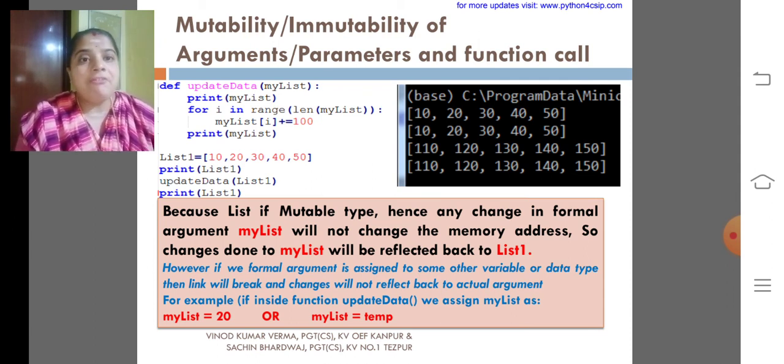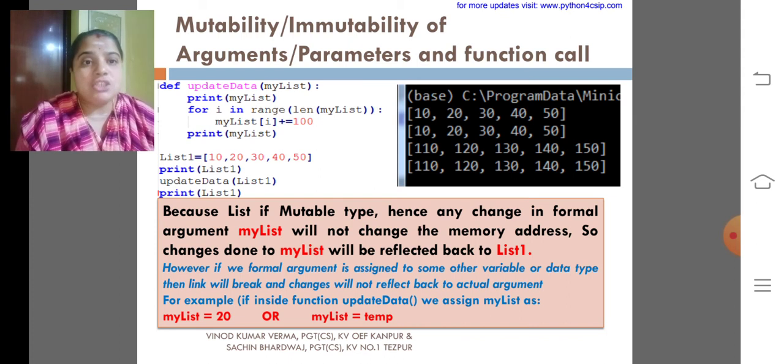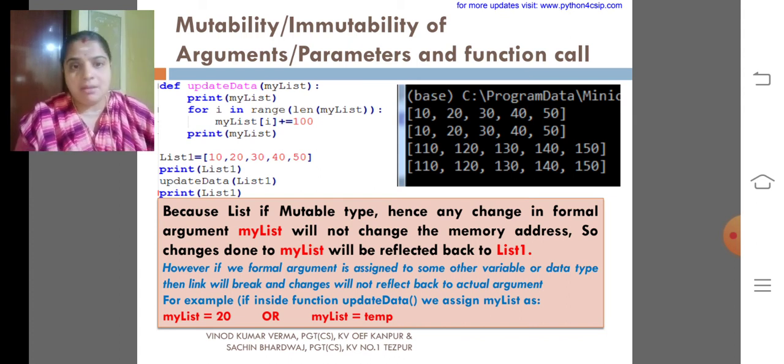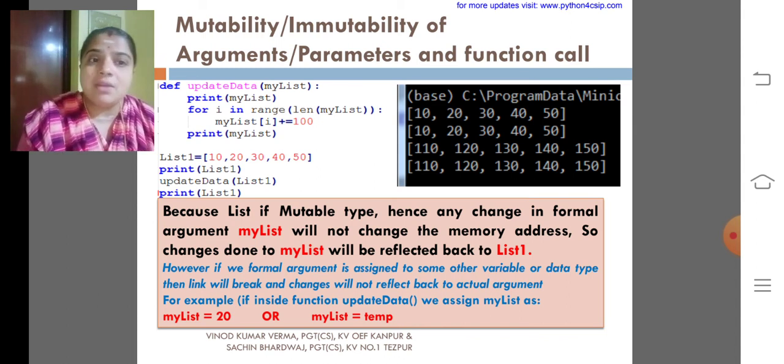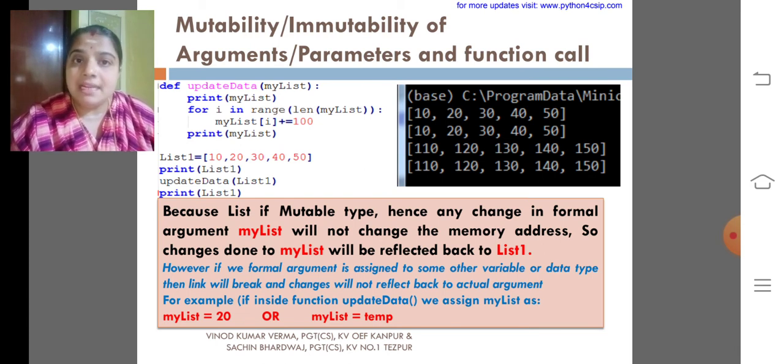However, if the formal argument is assigned to some other variable or data type, then the link will break and changes will not reflect back to the actual argument. For example, myList equal to 20 or myList equal to temp. So what happens? Here no change will affect the list. When the changes happened, I had passed list 1 into myList. That is why I got the change in myList.